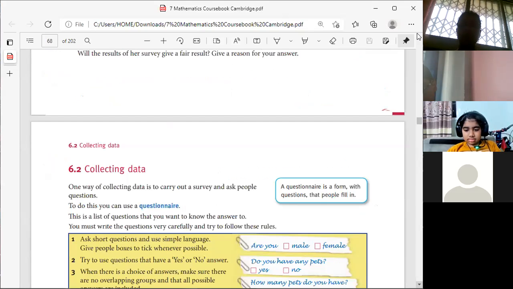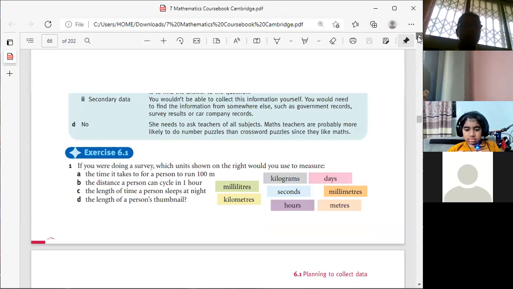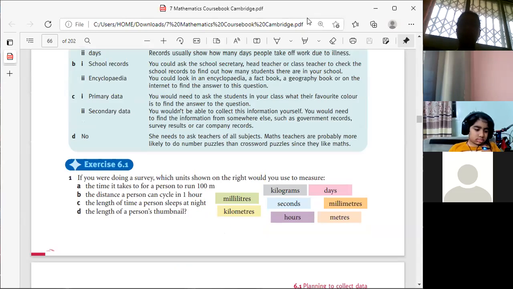Now, today we have done 6.1. 6.2 we will do in the next class. So you can revise 6.1 for the next class.